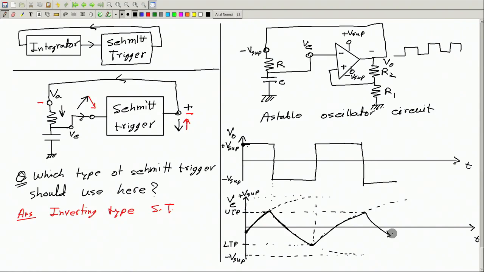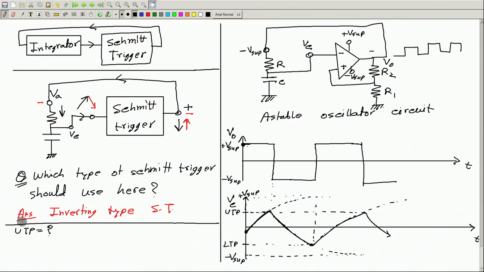Okay. Now, let us ask some small questions. Okay. So, for example, what is the value of this UTP and LTP, that means what is the range between which this capacitor voltage oscillates. Okay. So, let us find it out. Okay. So let's find out UTP. We did it before, so we will do it very quickly. I will not write a lot of details.